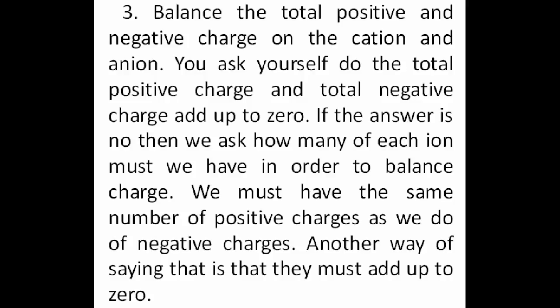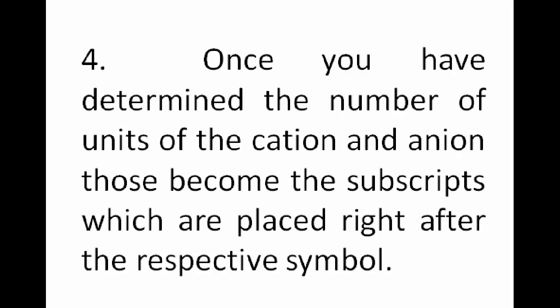If the answer is no, then we ask how many of each ion we have in order to balance the charge. We must have the same number of positive charges as we do of negative charges. Another way of saying that is they must add up to 0. Fourth, once you have determined the number of units of the cation and anion, those become the subscripts, which are placed right after their respective symbol.